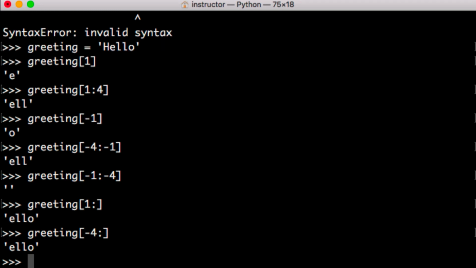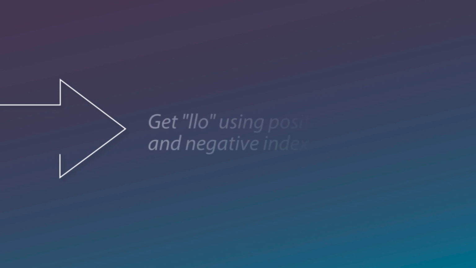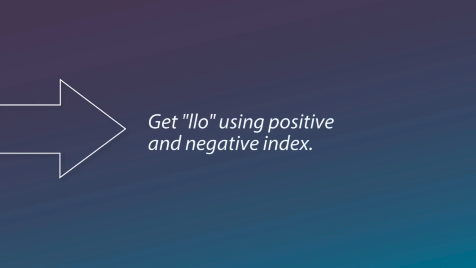Okay, now you try it. How would you get the string LLO both from the positive and the negative index?